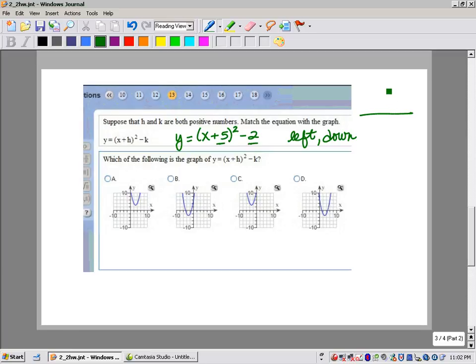Our basic function is a parabola. Look at one of your key points, which is the origin. Well, it is the origin, but it's a vertex point, which is (0, 0). Well, and if we have to move that left and down, where are we going to wind up? Yeah, in quadrant 3. So what we're looking for now is a vertex that is in the third quadrant. And here it is. So B would be our answer.